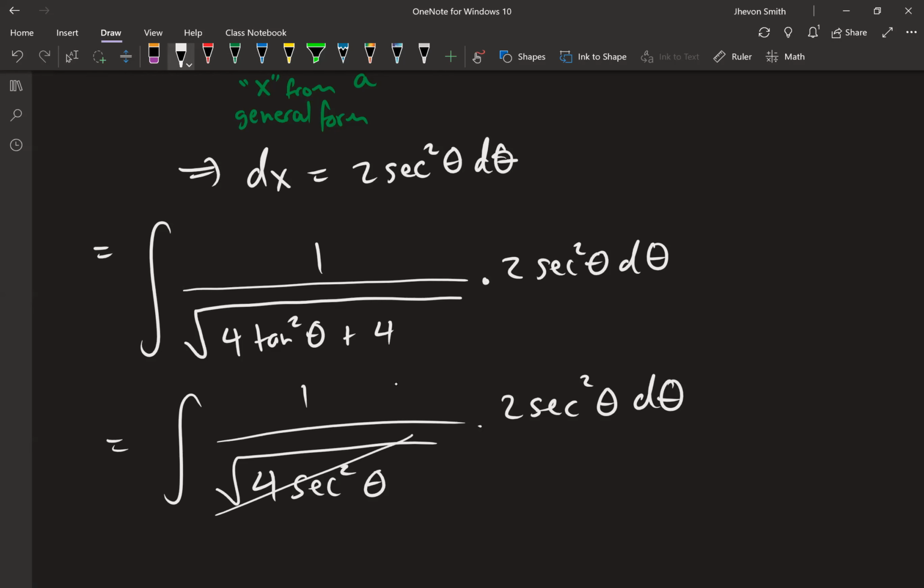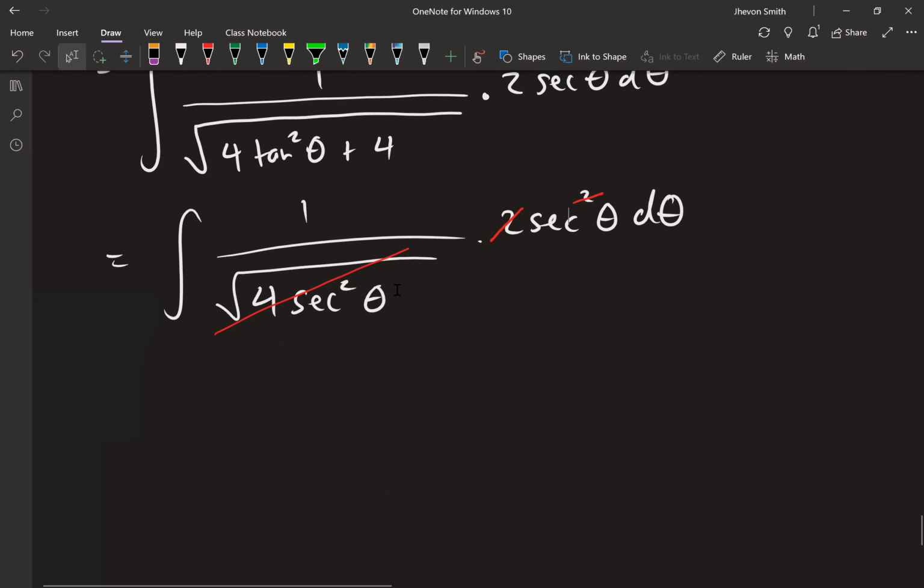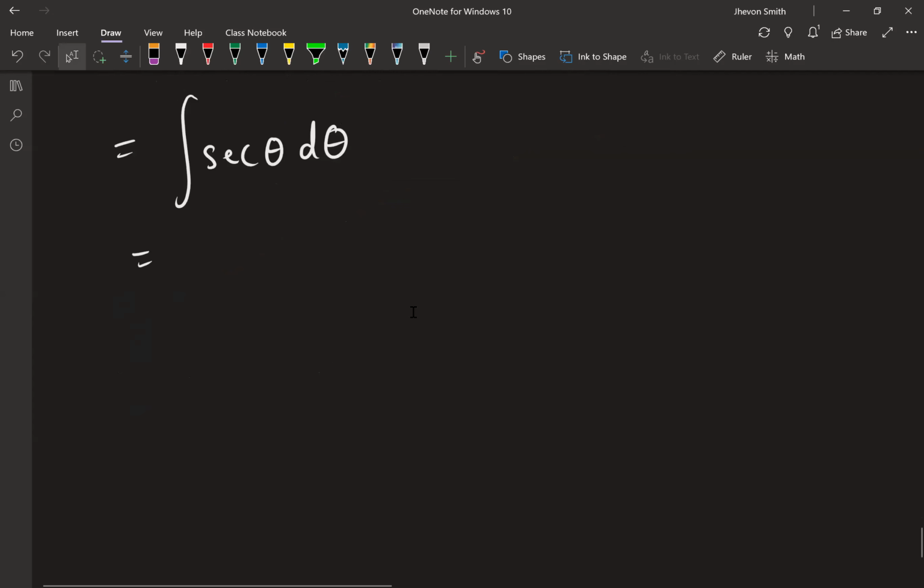So this is going to undo. This whole thing is going to cancel the 2 and is going to cancel one of the secants, because under the denominator now we have 2 secant. And so we will have just the integral of secant theta d theta. That guy is now a basic rule. What is the integral of secant theta d theta?